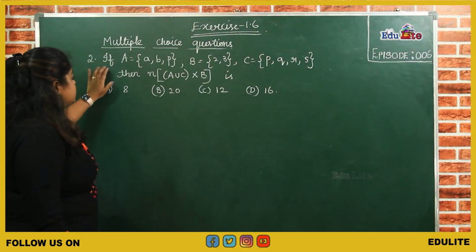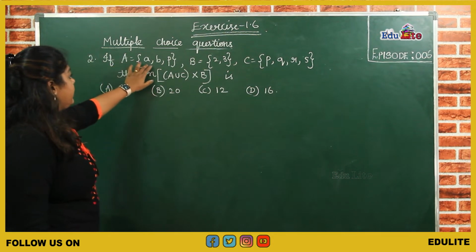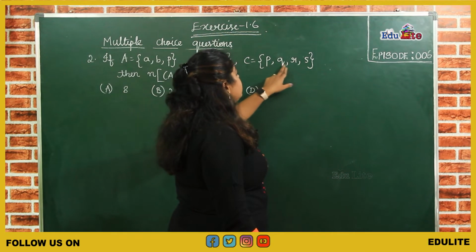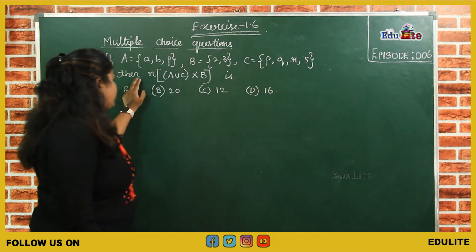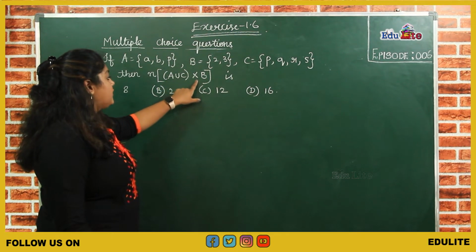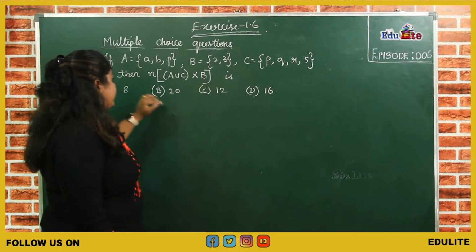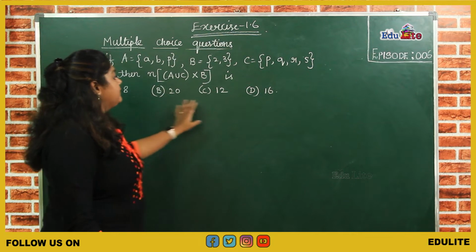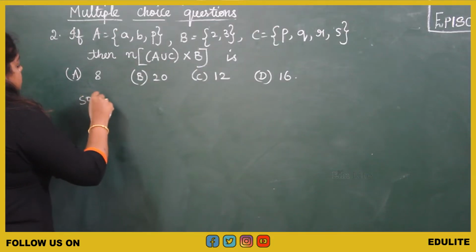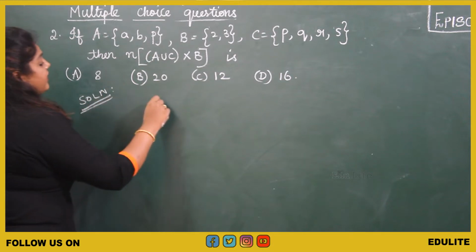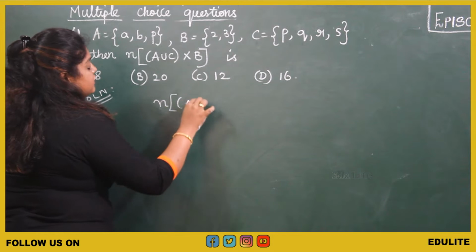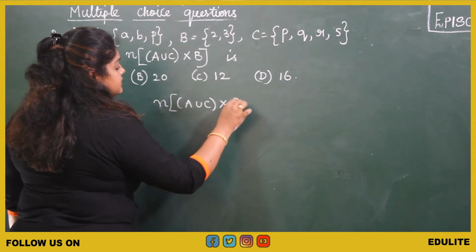So the next problem is, A is given as A, B, P and B set is given as 2, 3. C set is given as P, Q, R, S, and we have to find number of elements of A union C, cross product it with B. We have to find the value of this from these 4 options. Let us do it. We have to find number of elements of A union C cross B.